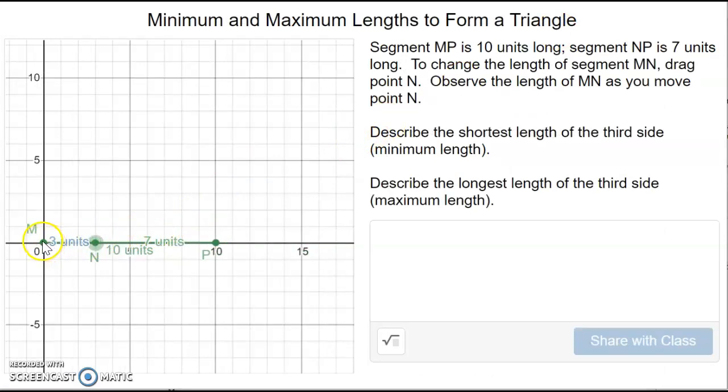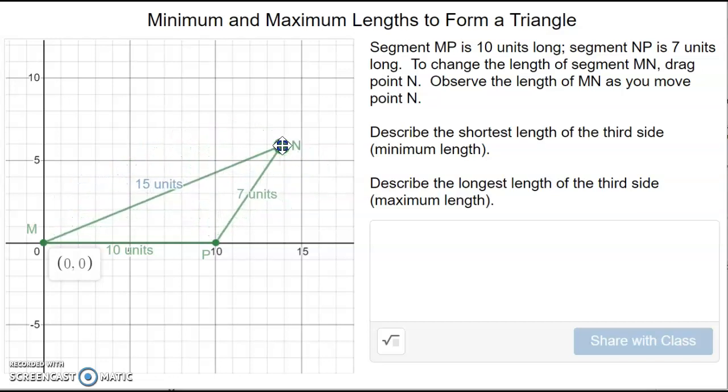Okay, so this time you're given this triangle that looks like this. Segment MP is 10 units long, and NP is 7 units. We can move this point N to figure out what the maximum and the minimal length could be in order to still form a triangle.